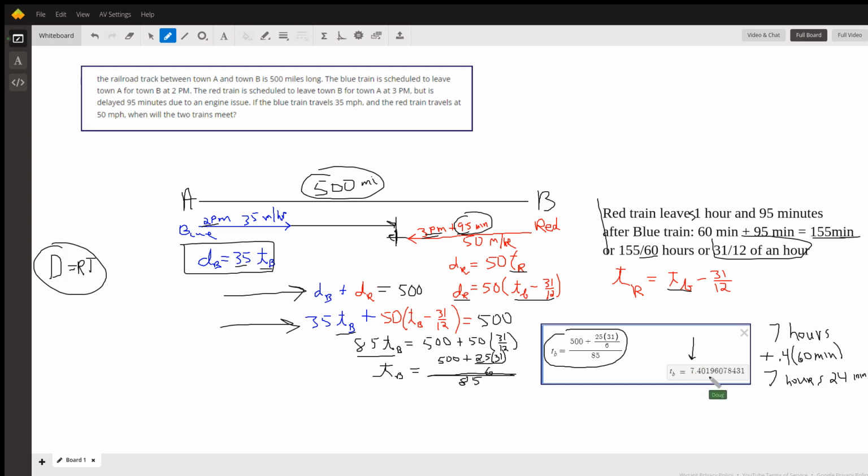And if you have to find the time at which they meet, convert 0.4, or 4/10ths of an hour, to minutes. That's 7 hours and 24 minutes. So the time that they arrive is 7 hours and 24 minutes, or 9:24 p.m.